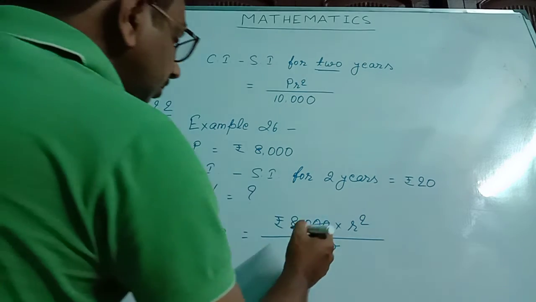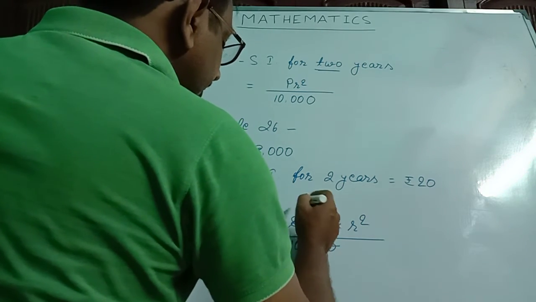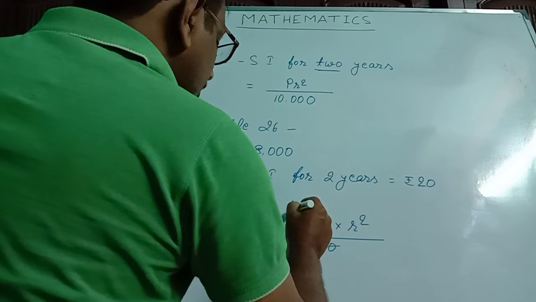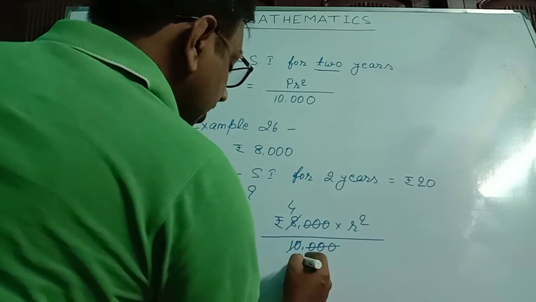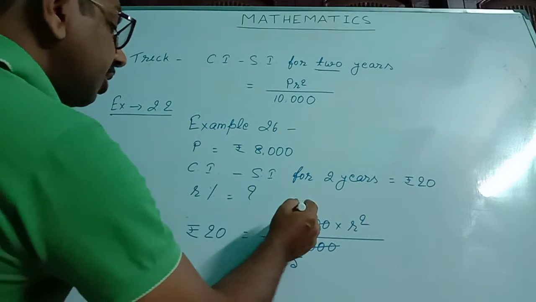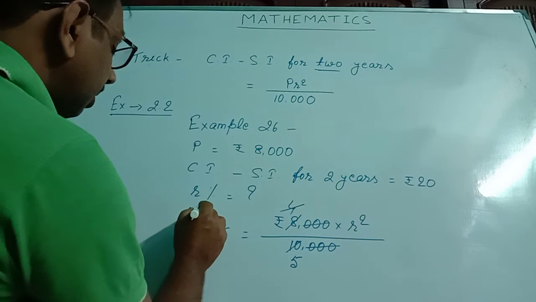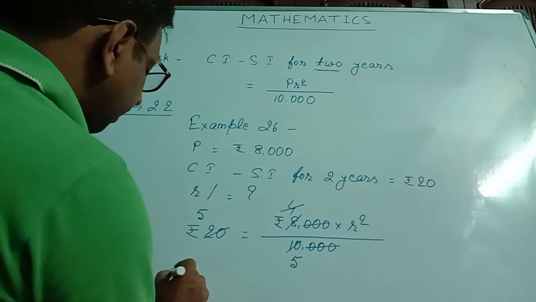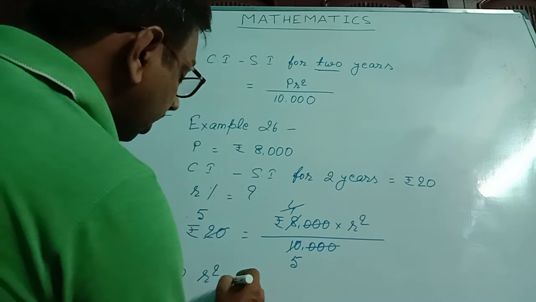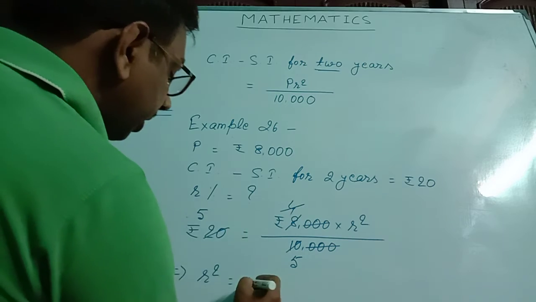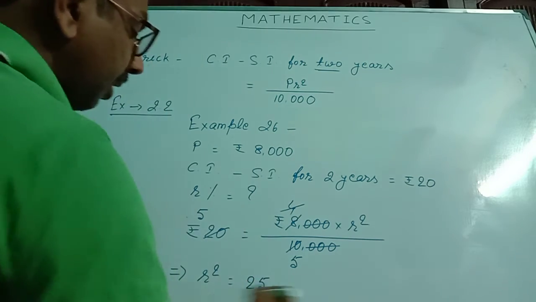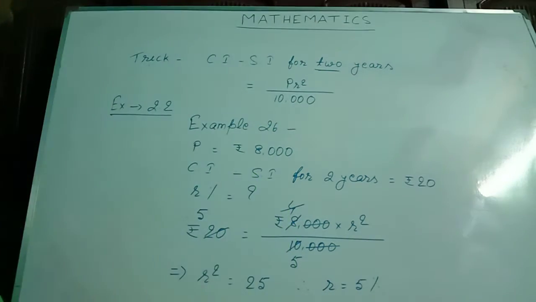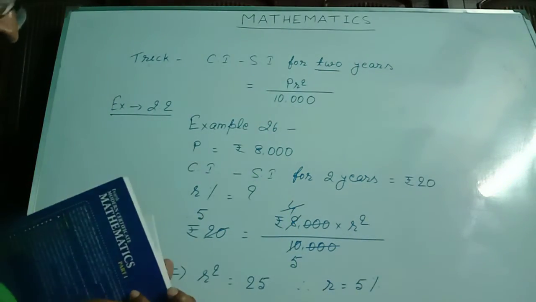Now we can cut it. 2 4s are 8, 2 5s are 10. These two also we can cut. 4 5s are 20. Now these two will be multiplied, which implies that by cross multiplication R square is 25. Therefore R equal to 5%. So always we find the answer in a few seconds.